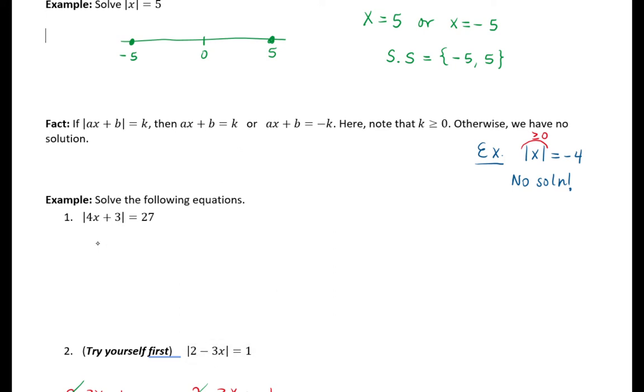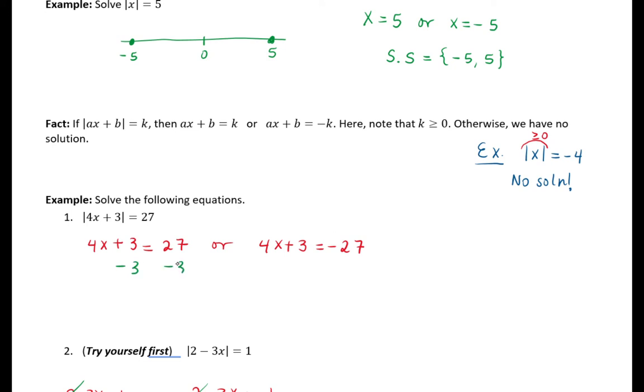Now see here, the absolute value of 4x plus 3 is set equal to 27. That means 4x plus 3 should be 27, or 4x plus 3 equals -27. So we have two equations because the absolute value is equal to 27. Whatever is in the absolute value needs to be the negative of that number or the number itself. So we saw that one.